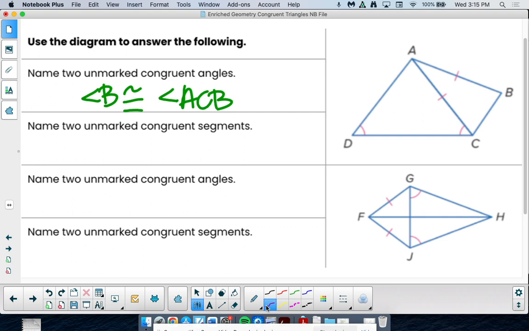Name two unmarked congruent segments. Again, those would be across from congruent angles. So if I have this congruent angle, it's across from segment AC.